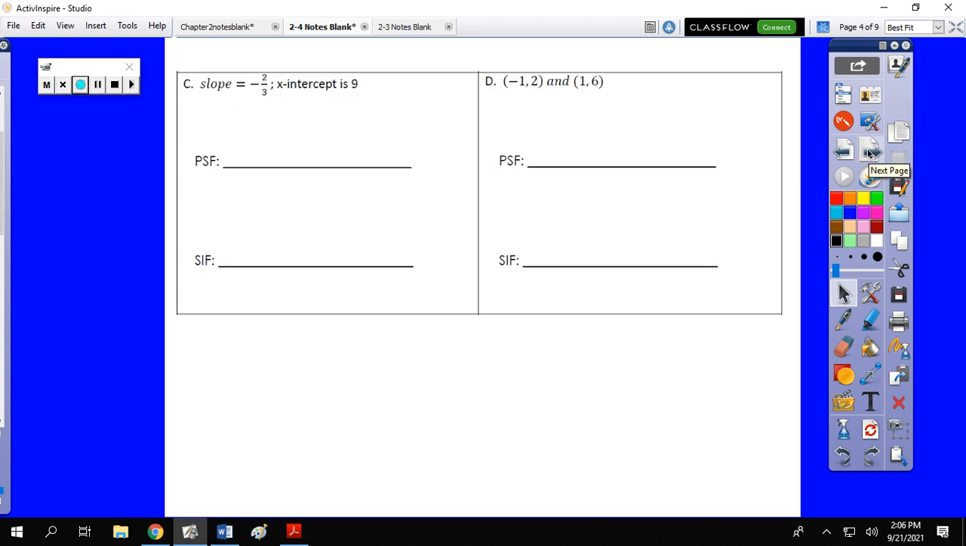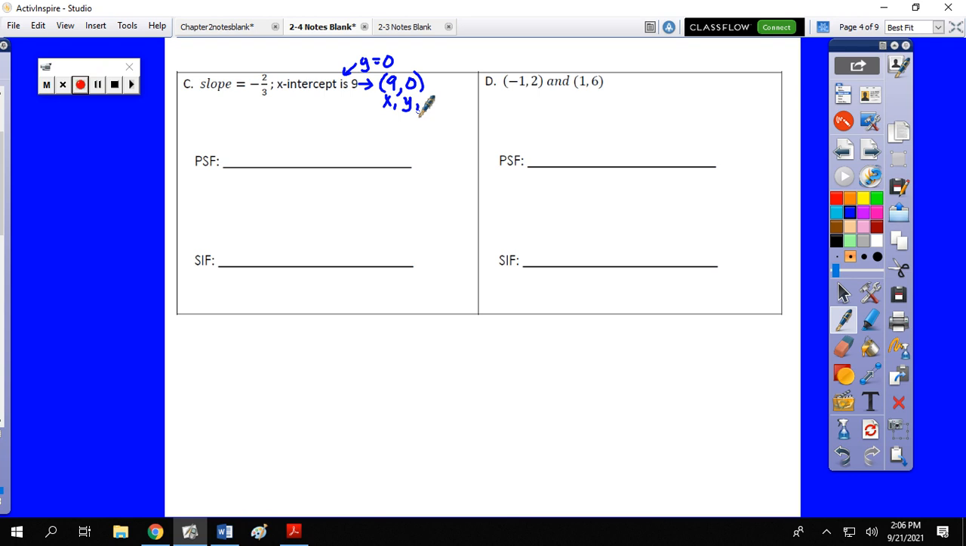Okay, letter C gives us a slope and an x-intercept. Well, if that's an x-intercept, that means that y is equal to 0, which indicates that this point, x is 9, y is 0, that is the point 9, 0. Okay? When they tell you an x-intercept, they're giving you a point. So that's x1 and y1.